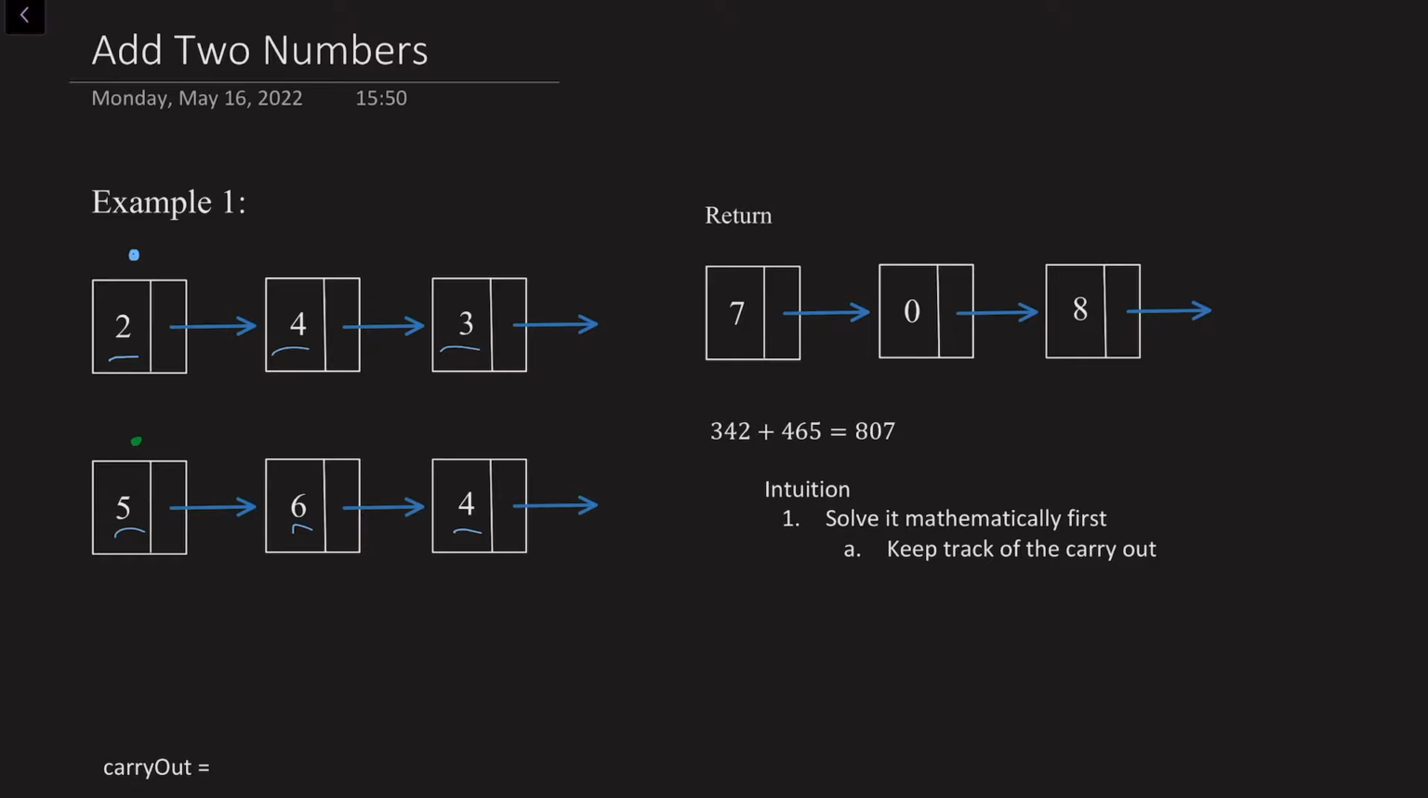So they're actually 342 and 465. If we add them together, we have 807. The result will also be in reverse order. So we will have a linked list that has 708.